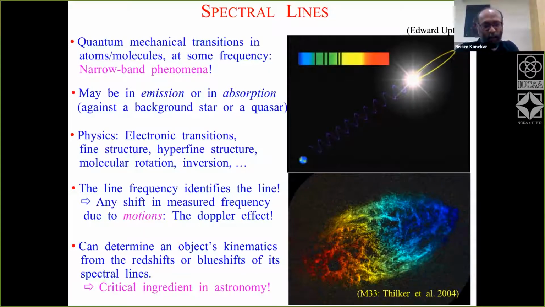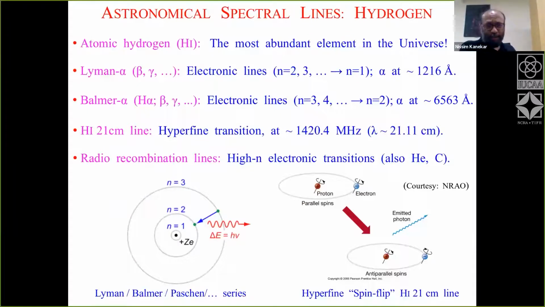We can't pop off, take a walk and sit on top of a quasar and see how fast it's moving. But the kinematics of an object can give you the third dimension of information about astronomical objects, which you can't get by any other means. And so I'd like you to take that home. Kinematics are fundamental in astronomy, and spectroscopy gives you kinematics. So let's talk about a bunch of spectral lines.